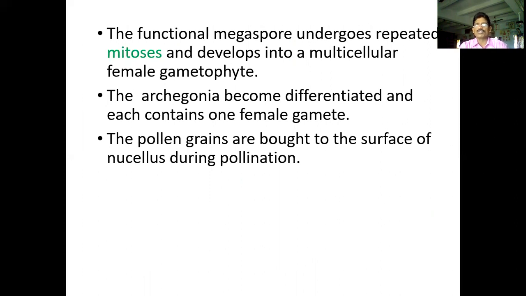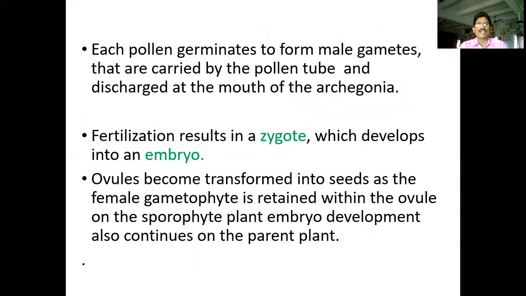The pollen grains are brought to the surface of the nucellus during pollination. These pollen grains germinate to form male gametes that are carried by the pollen tube and discharged at the mouth of the archegonia. So when the pollen grains are released, they will come and touch the archegonium. The fertilization results in the zygote, which develops into the embryo. The ovules become transformed into seeds, the female gamete is retained within the ovule, and the sporophyte embryo development also continues on these plants.